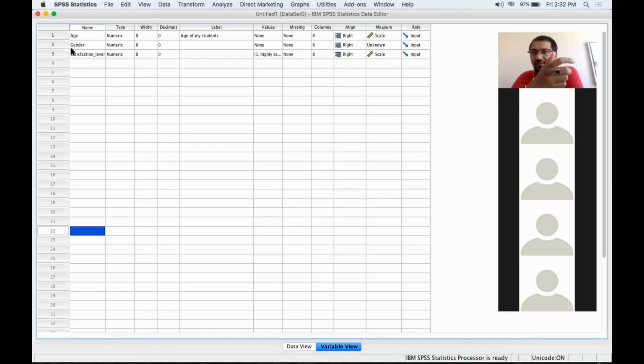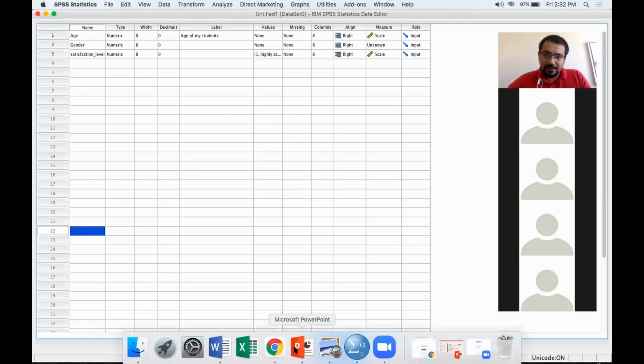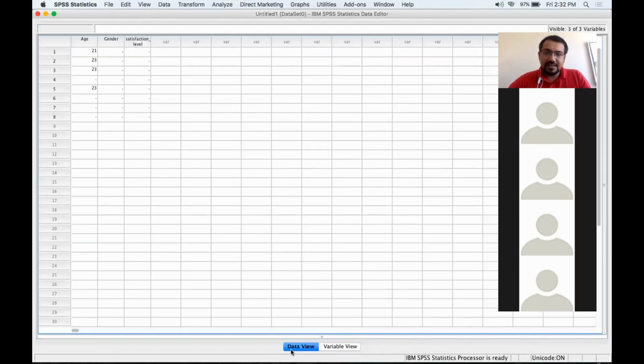Like yesterday, I think one girl wrote to me that box plot is really difficult in Excel, and to be honest with you, it is. But you will see today in SPSS it is just one click and boom, nothing. Okay, so here the next is data view, and you can put the data here. If you want, you can also copy paste here.